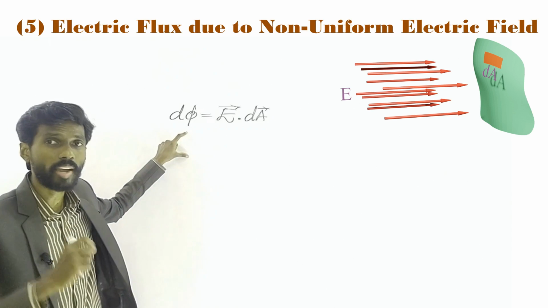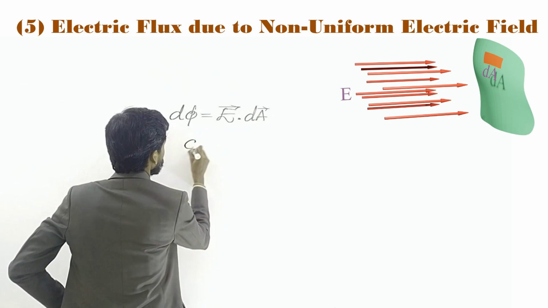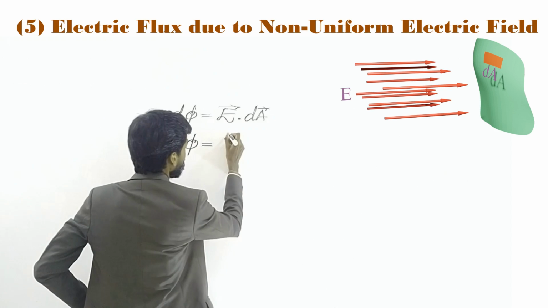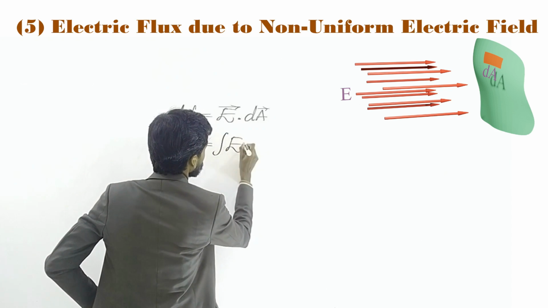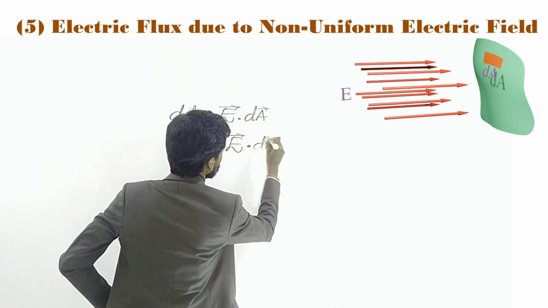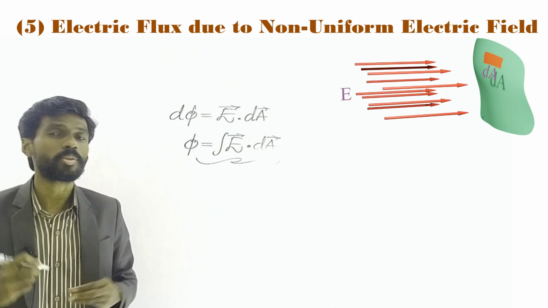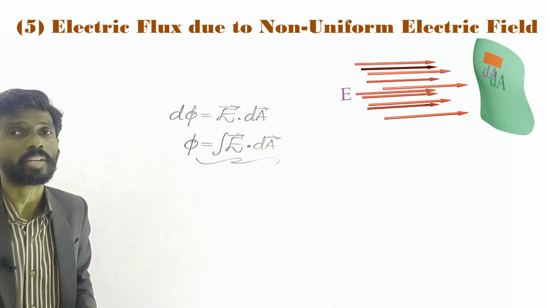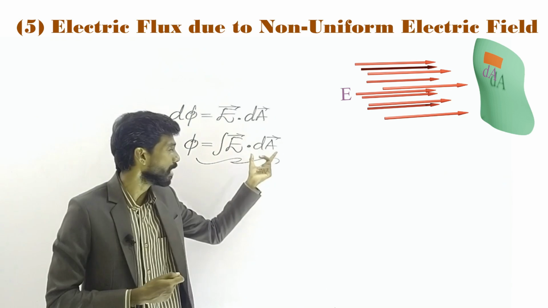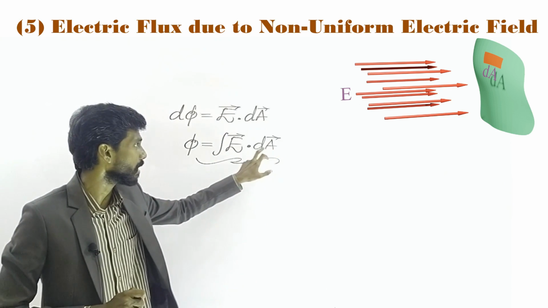Now we have to find phi, which is the electric flux through the entire surface. That is done by integration. So the phi value after integration is the integral of E vector dot dA vector. That's all. So this is the formula for the electric flux due to a non-uniform electric field. Do you understand? This dA depends on the question. You have to find dA depending upon what kind of surface is given in the question. Do you understand?